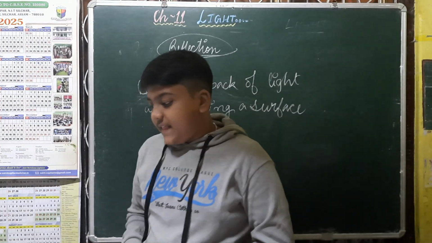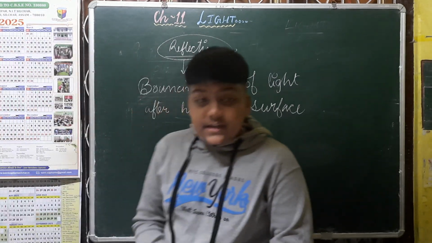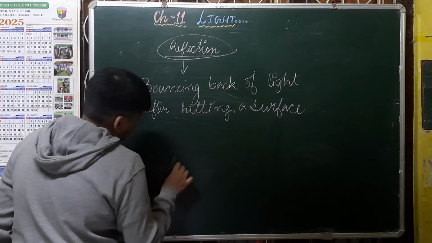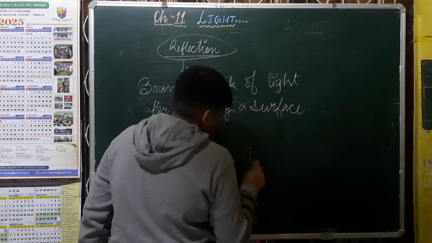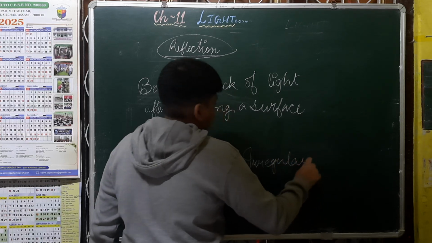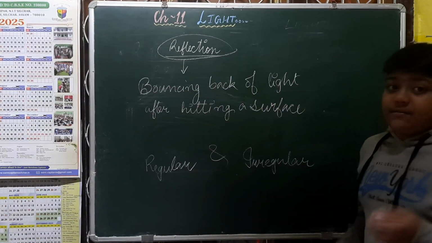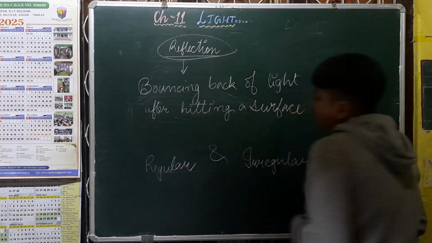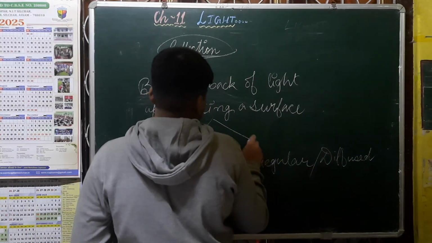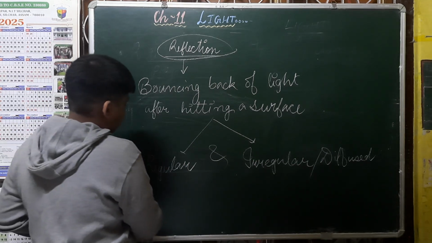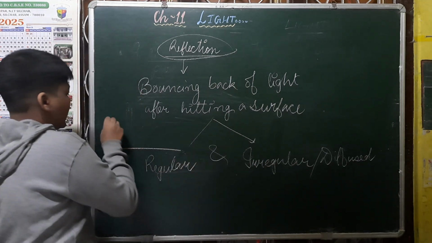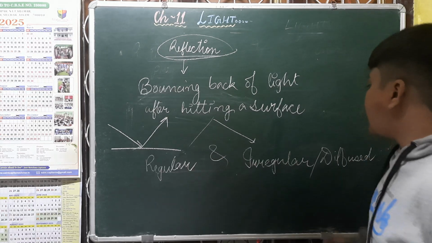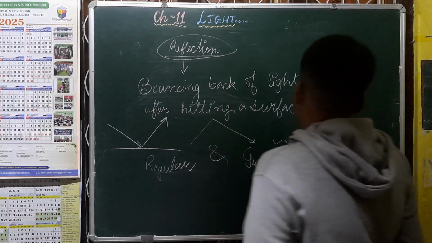Okay, now you understood reflection. Now this reflection are of two types. Regular, irregular. Now this irregular reflection इसको हम diffuse reflection भी बोलते हैं. In the regular reflection, the surface is smooth, so the light rays come, hit and go back. But in the irregular reflection, the surface is not smooth, the surface is curved.